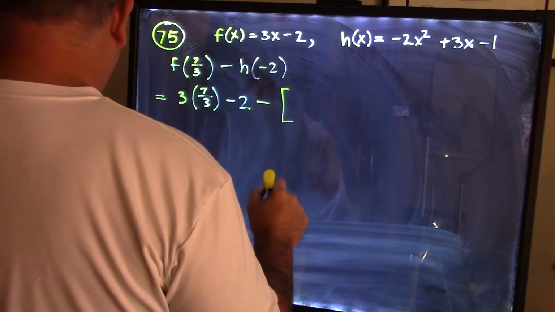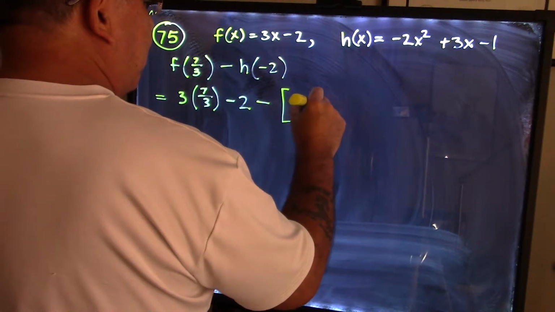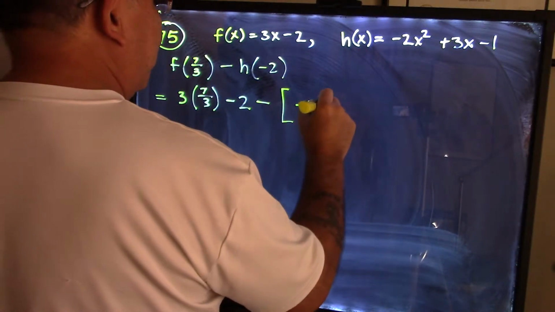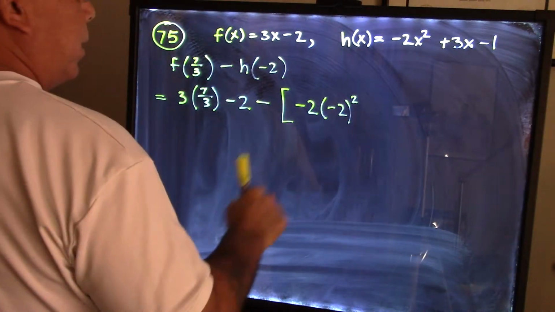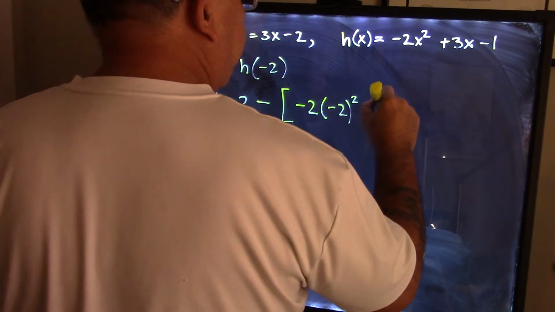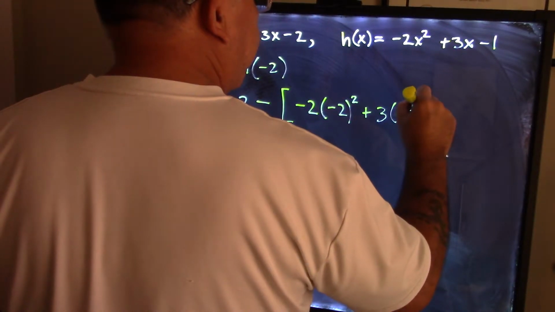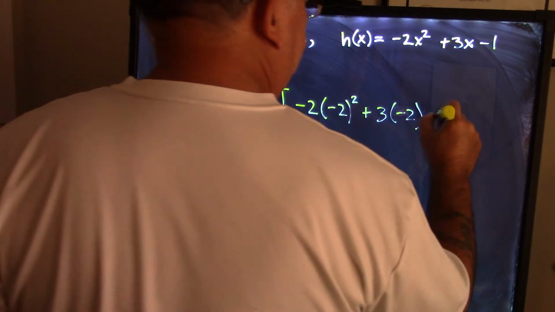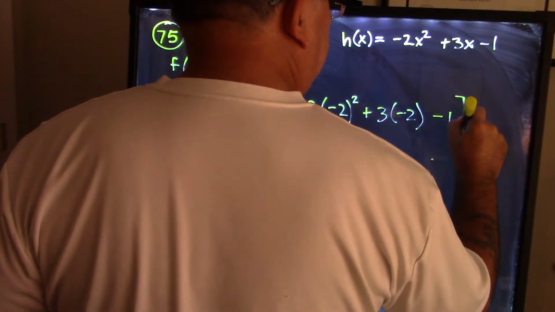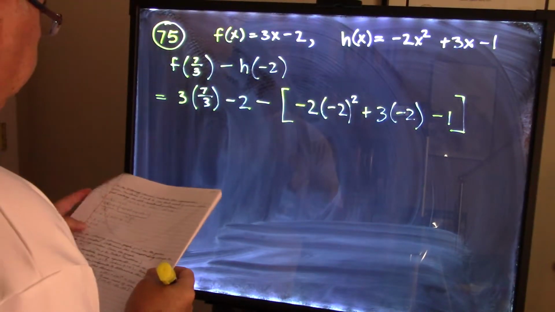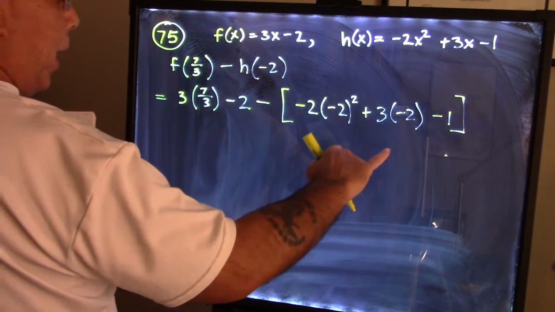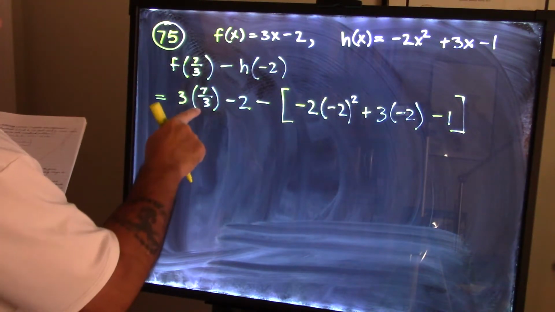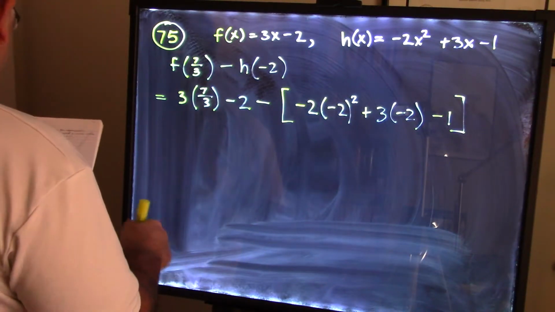All right, what's h of negative 2? It's negative 2 times negative 2 squared plus 3 times negative 2 and then minus 1. So this part is f of 7/3, and in the brackets we have h of negative 2. So we have f of 7/3 minus h of negative 2.